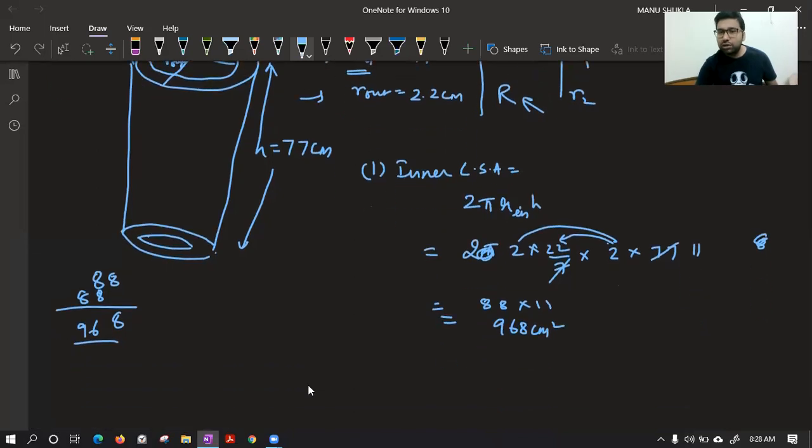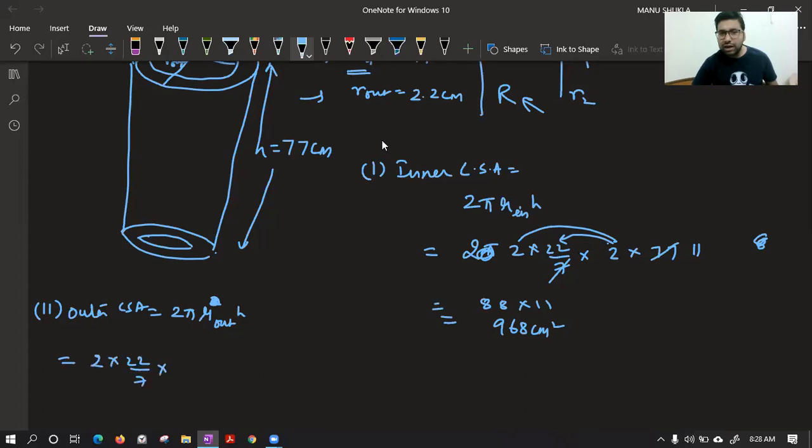Similarly, we will find the outer curved surface area. Let us try to find the second part. Second part is saying find the outer CSA. Very easy. This time we will write the formula as 2 pi r out h. Now 2 into 22 by 7, r out is how much? 2.2. Yes class, I can write it like this, into h is 77. Any problem?